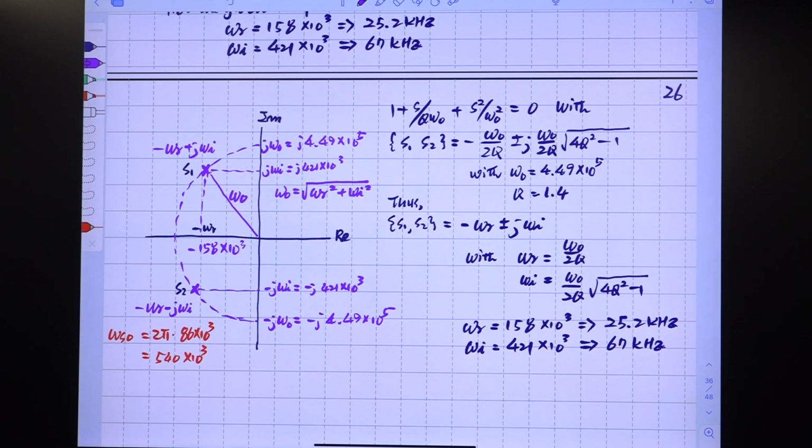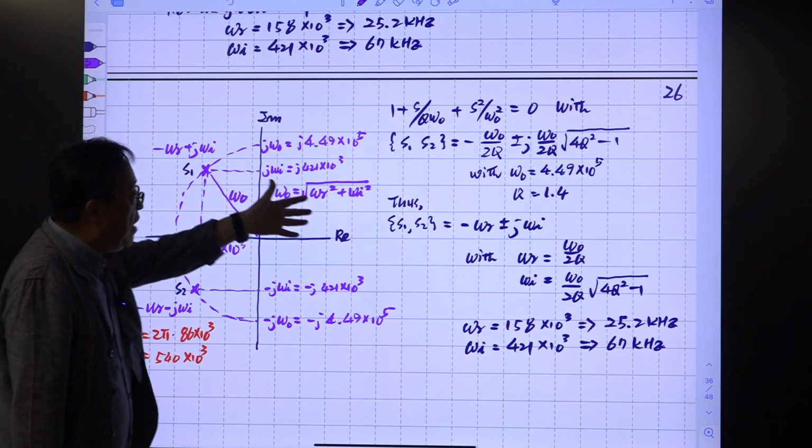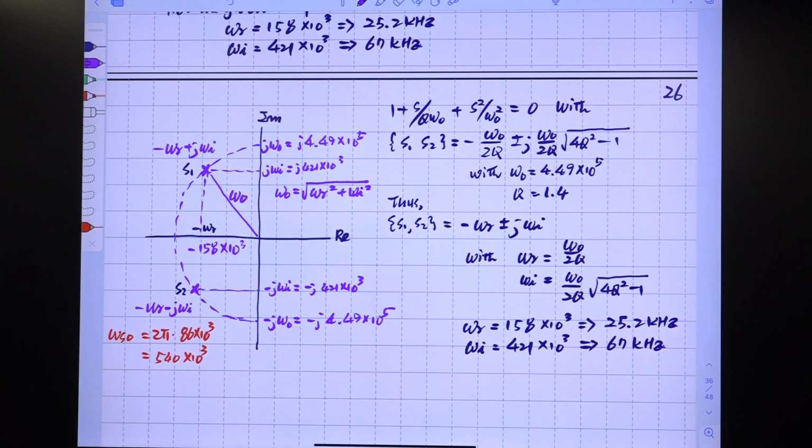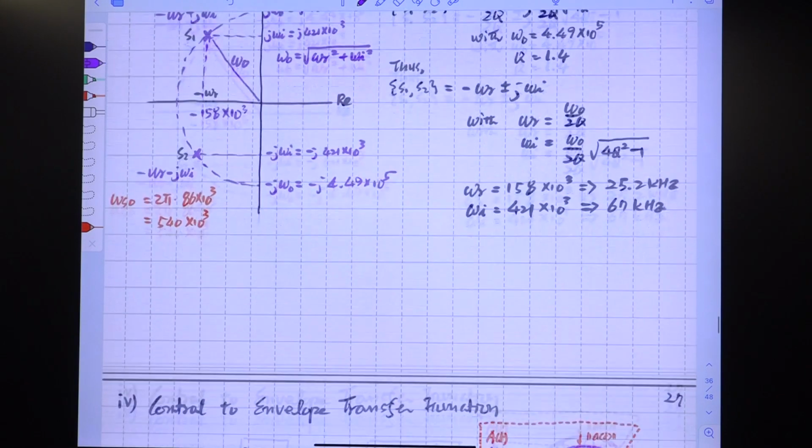Okay, so we know this. Then we derive the denominator of G, E, and V. Very simple. Let me just show this one.